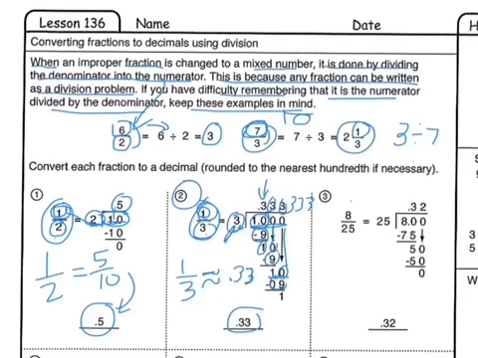All right, the next example is 8/25. We put the 8 on the inside, the 25 goes on the outside. We make 8 into 8.00. 25 goes into 80 3 times. 3 times 25 is 75. 80 minus 75 is 5. Bring down the 0. 25 goes into 50 2 times. And so 8/25 is equal to 32 hundredths, or 0.32.